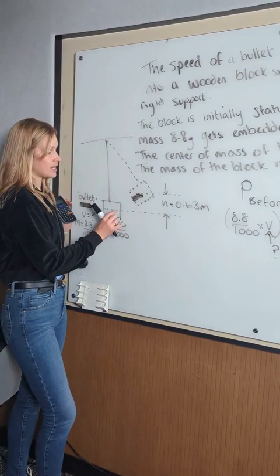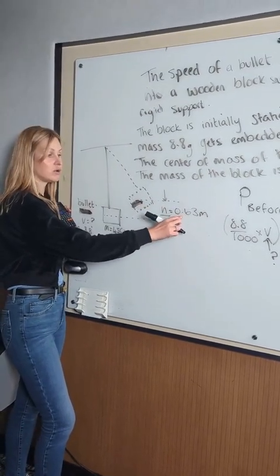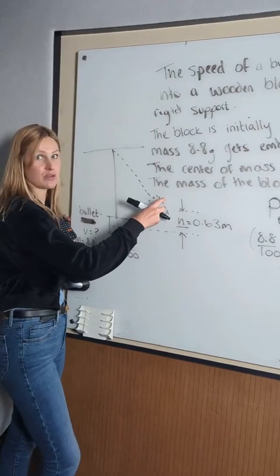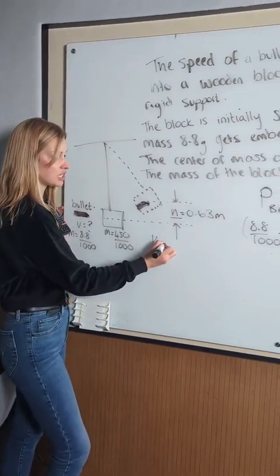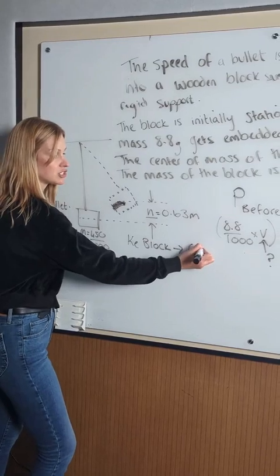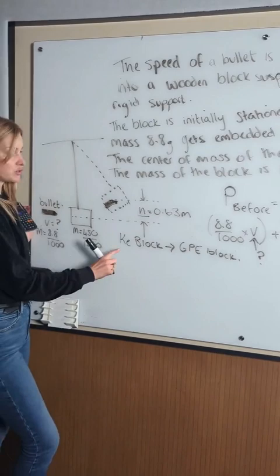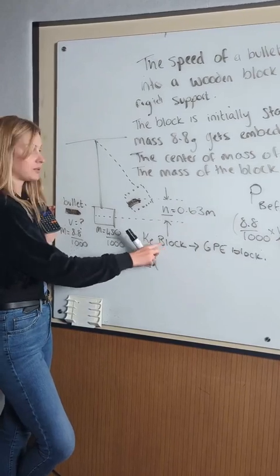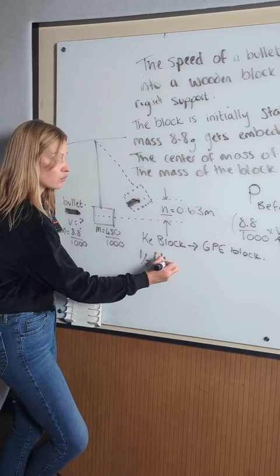Again, it's gained height, so it's gained gravitational potential energy, and the only way that energy could have come about is because it lost kinetic energy as it was moving. So what I'm going to write down is that the kinetic energy of the block must have all gone into the gravitational potential energy of the block. The kinetic energy of the block is 1/2 times the mass of the block, but my bullet has been embedded in it.